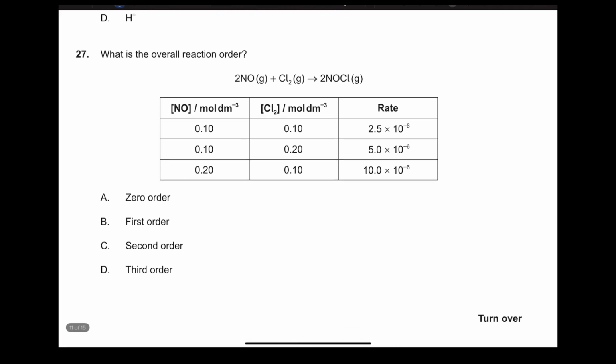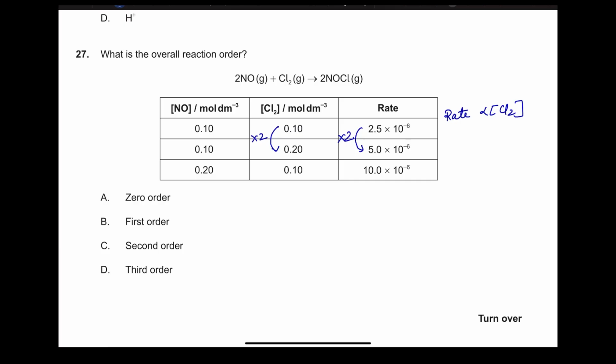Next, what is the overall reaction order for this? We have the table, right? So first, when you're doubling the Cl2 concentration, you see 2.5 times 10 to the power minus 6 becomes 5 times 10 to the power minus 6. So this also got doubled. I can say rate is directly proportional to the Cl2 concentration.